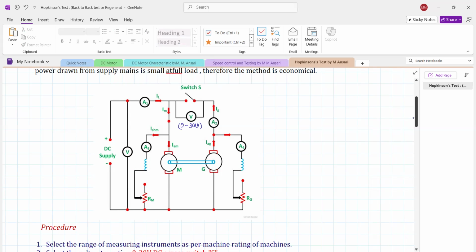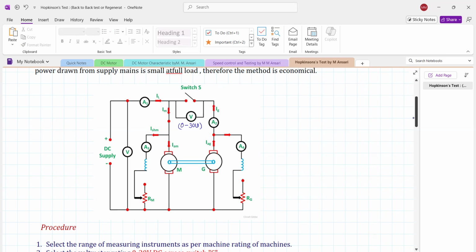Now the procedure. First, select the instruments as per the rating of the machine. Select a voltmeter with range not more than 0 to 300 volts because it is going to observe the voltage across the switch. Now run the motor at rated voltage and rated speed. It will run the generator and it will generate some voltage. Now adjust the generator excitation in such a way that the generated EMF is equal to the supply voltage. It means that the voltage across the switch is near zero. Now adjust the field current till the voltmeter reads zero.